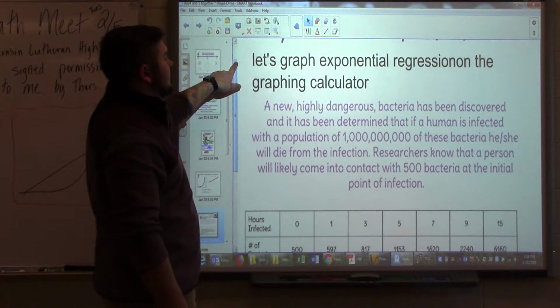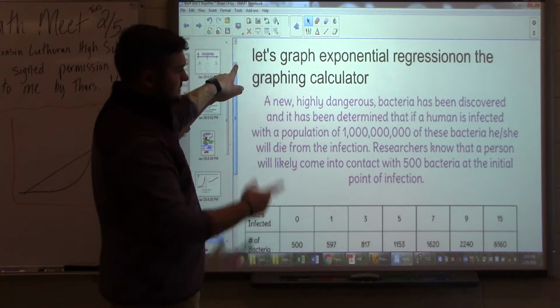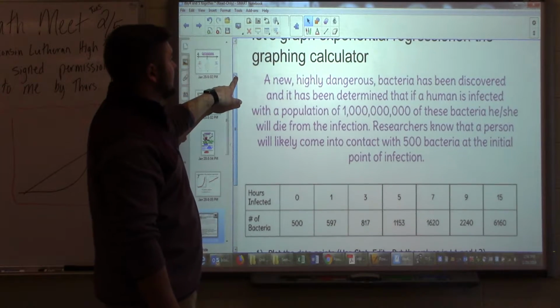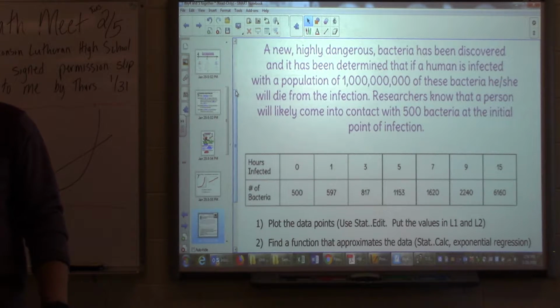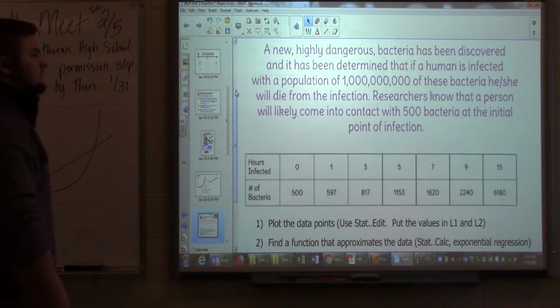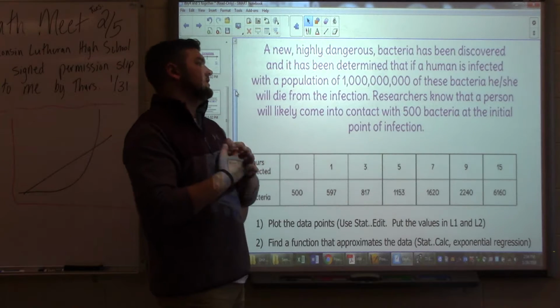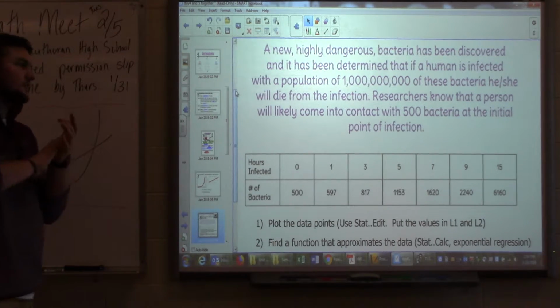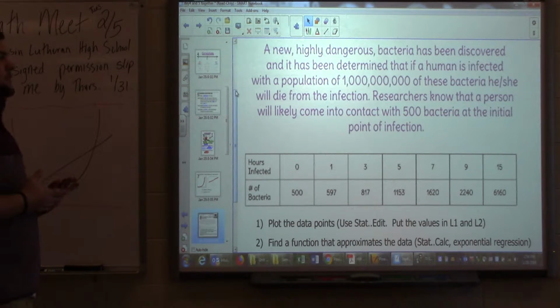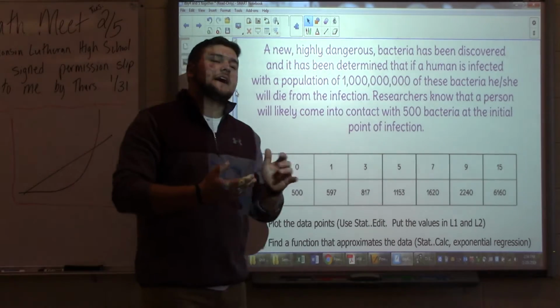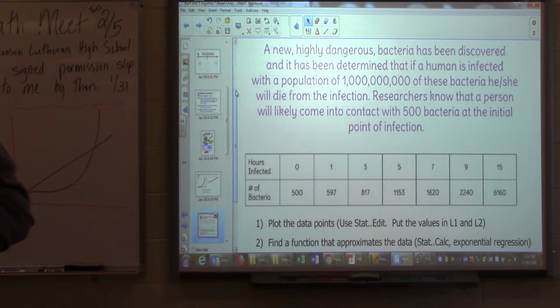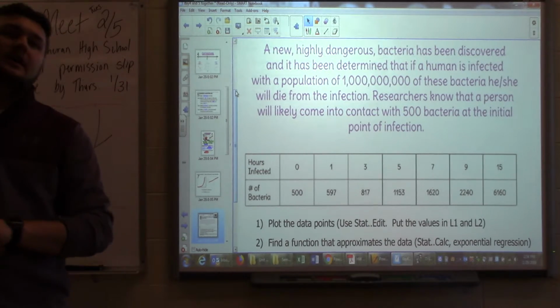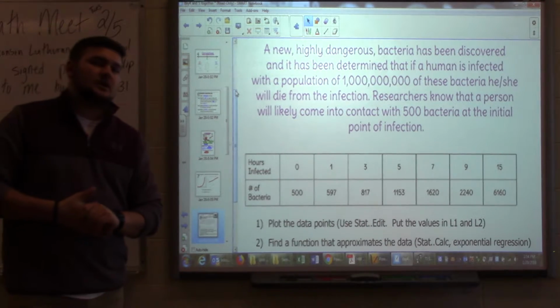We're going to graph an exponential regression on the graphing calculator. A new highly dangerous bacteria has been discovered. It has been determined that if a human is infected with a population of 1 billion of these bacteria, he or she will die from the infection. Researchers know that a person will likely come into contact with 500 of the bacteria at the initial point of infection. So we are going to figure out how long this person has to live.